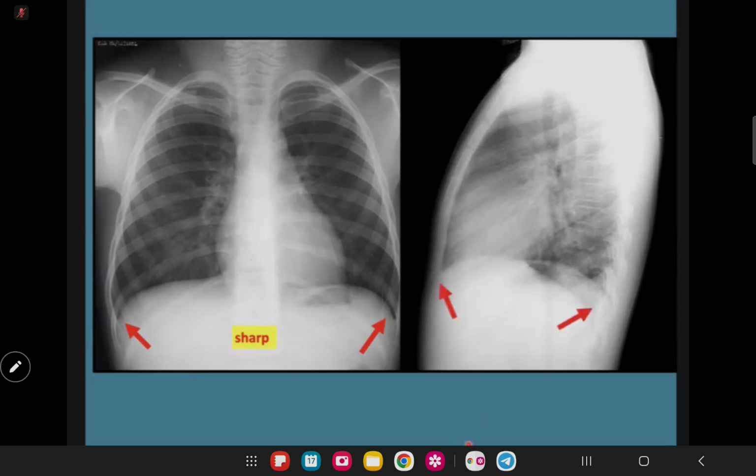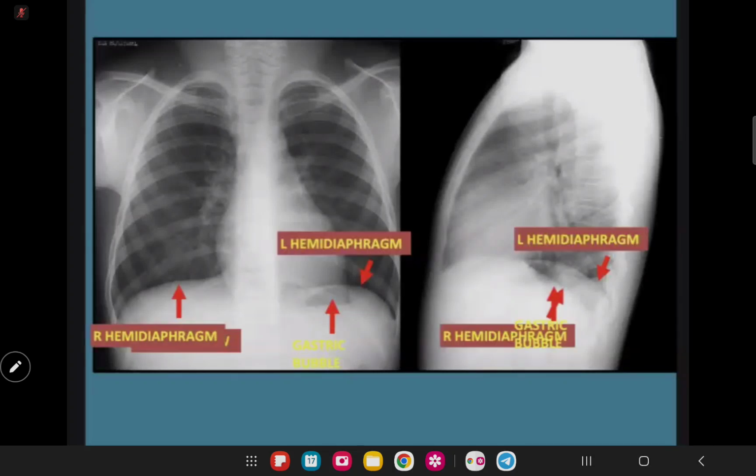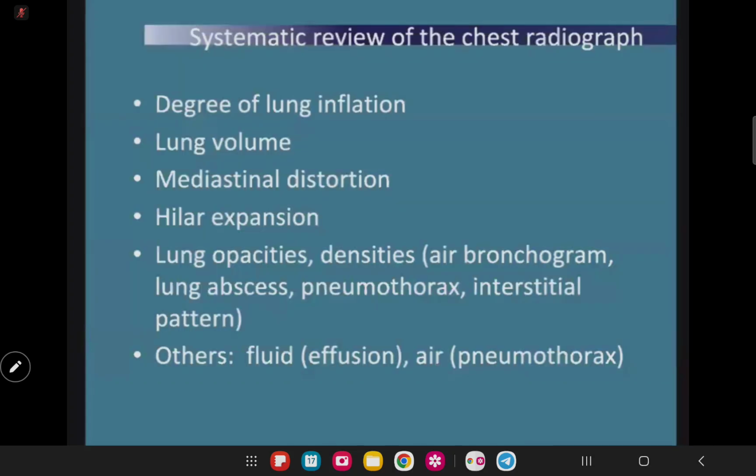So that is how it would look on your posterior view. Okay, liver shadow, your gastric bubble, it's always on the right side. Okay, left hemidiaphragm. So, systematic review of your chest x-ray: degree of inflation, lung volume, mediastinal distortion, hilar expansion, lung opacities, and others.